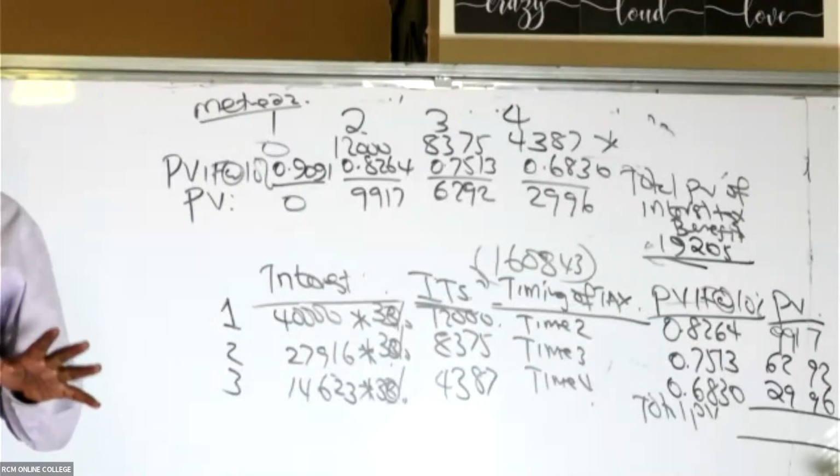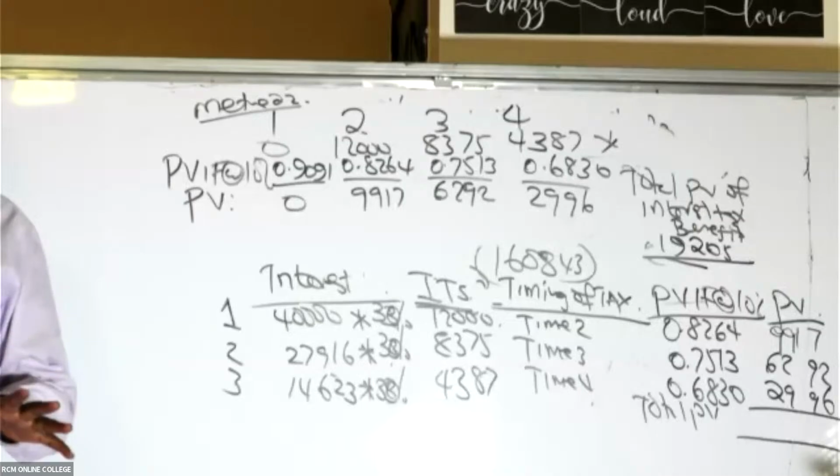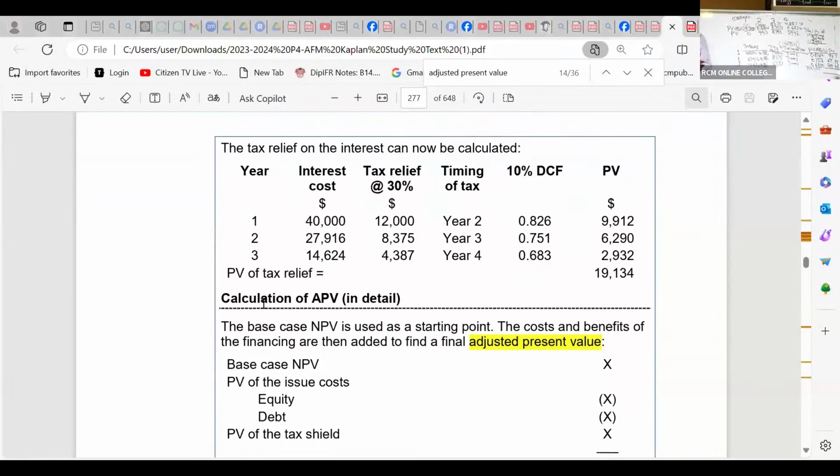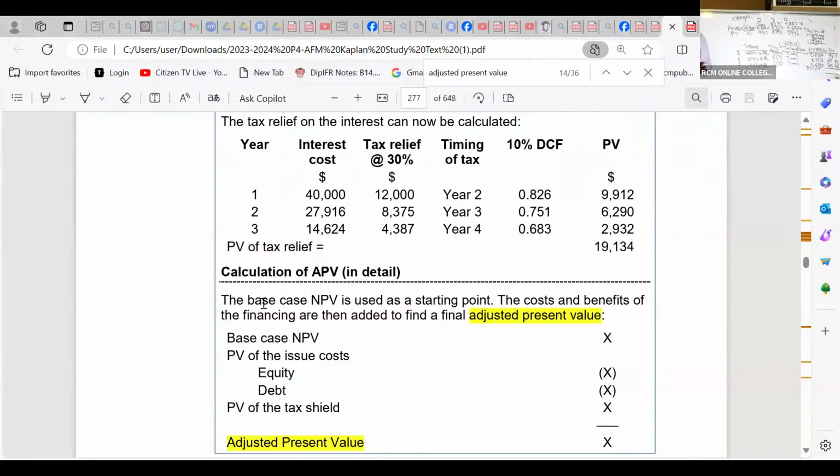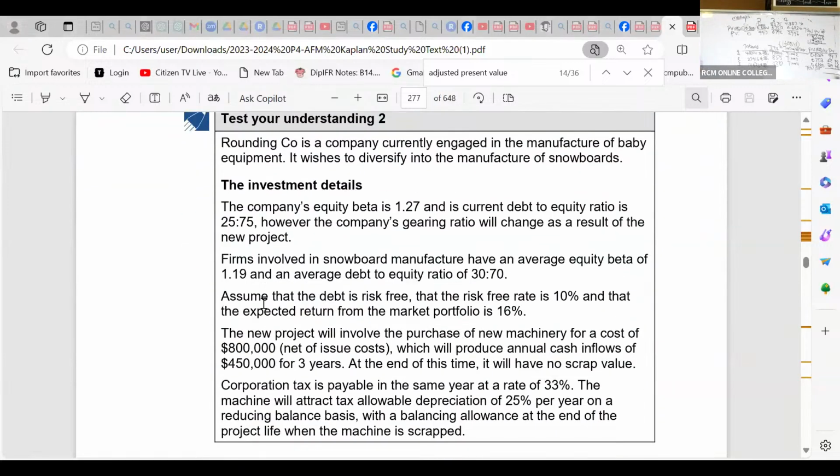Now, ladies and gentlemen, I've been able to lay down the foundation for APV, and then I should be able to go to an APV calculation question now. Test your understanding too. So are we ready now for APV questions? I'll be able to repeat most of these things we have done here. Are we ready for this exercise?